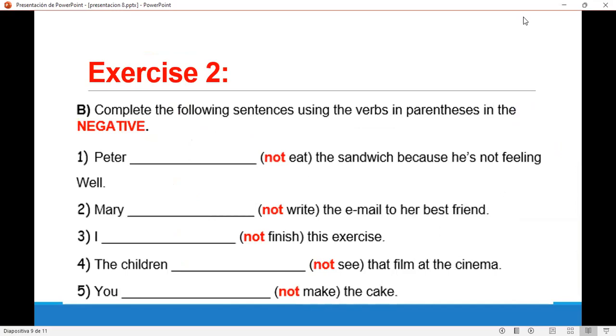Now, in this exercise, we have to complete the sentences using the negative form, usando la forma negativa de los verbos. Using the negative form of the verb in the parentheses, okay? This is going to be easy. So number 1 says, "Peter not eat the sandwich because he's not feeling well."